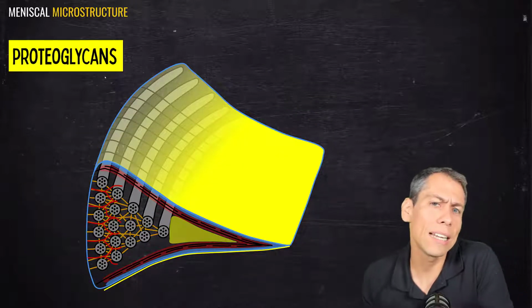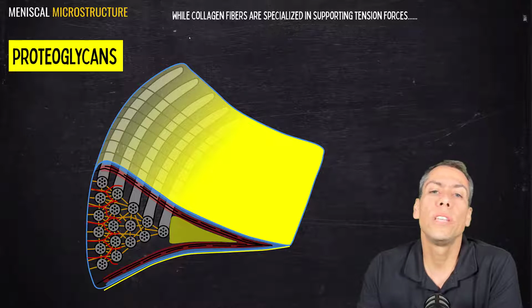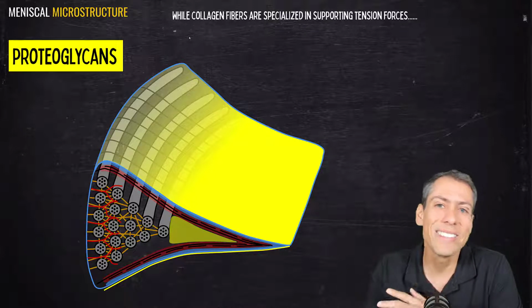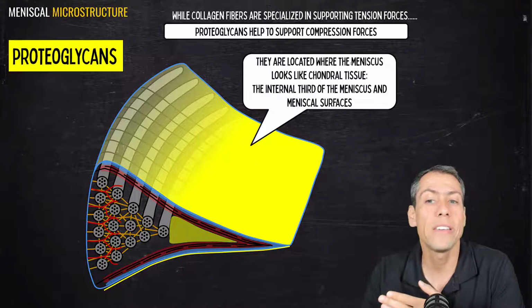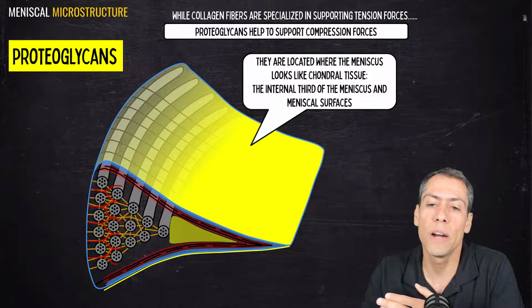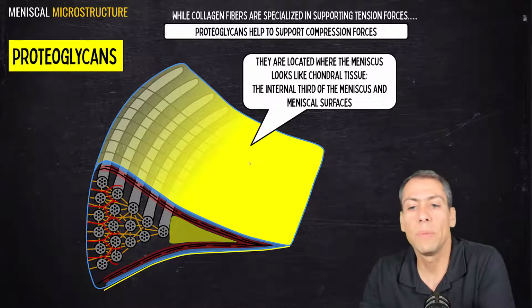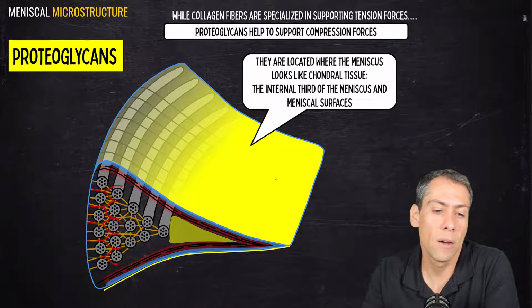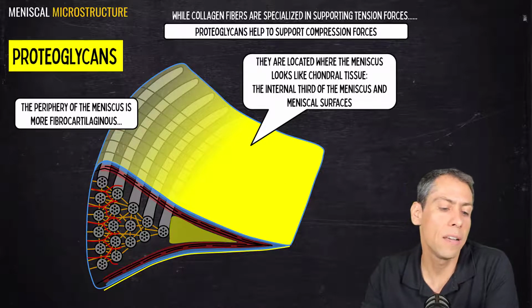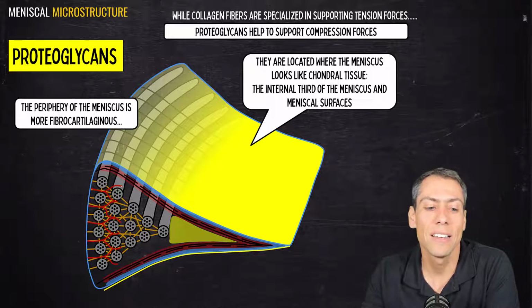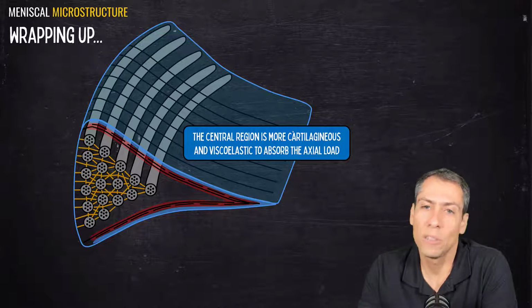Now, I'd like to talk about another group of molecules, just briefly: the proteoglycans. While the collagen fibers are specialized in supporting tension forces, the proteoglycans help to support compression forces. So it's not surprising that they are located where the meniscus looks like chondral tissue and has to support these compression forces: the inner third of the meniscus and the meniscal surfaces. So here we have the main areas where we have the proteoglycans, okay? The periphery of the meniscus is more fibrocartilaginous, and the amount of proteoglycans is lower in this region right here.